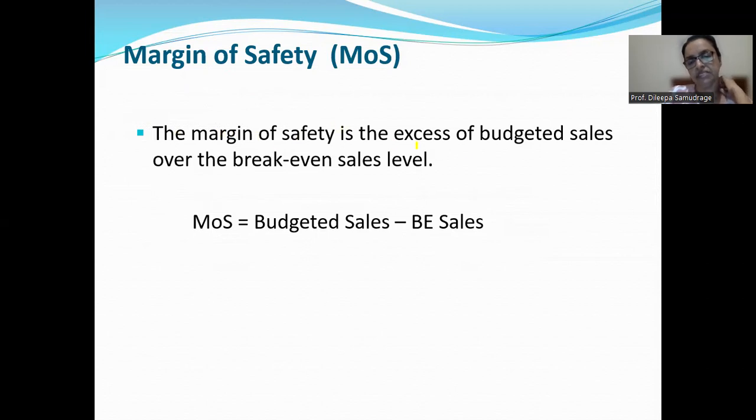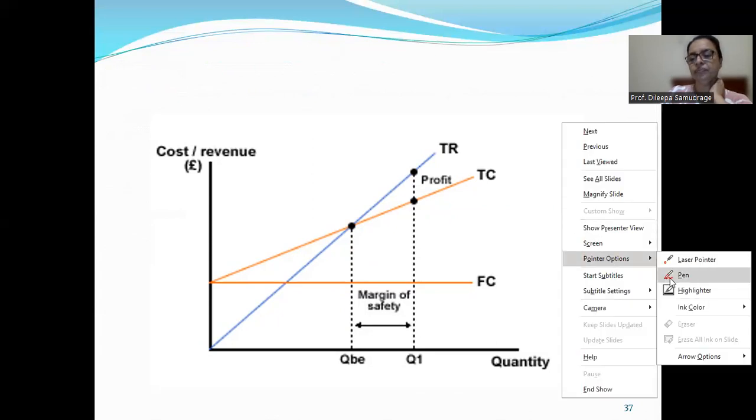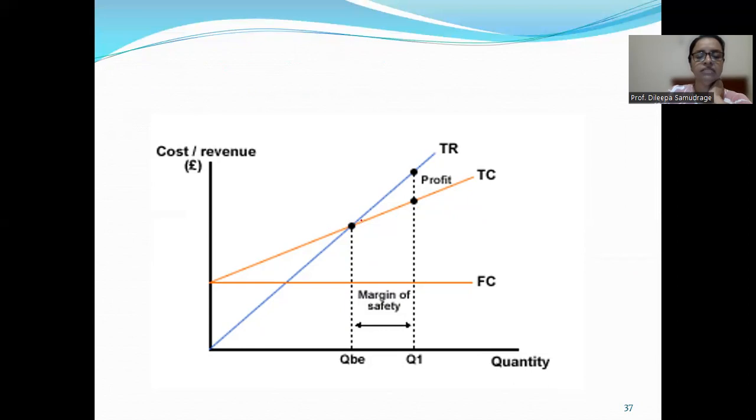The margin of safety is the excess of budgeted sales over the break-even sales. You know how to calculate the break-even point. By drawing the two lines, TR and TC, you can find the break-even point. This is your expected sales, and this is your break-even sales. The gap between break-even sales and the expected sales gives you the margin of safety.